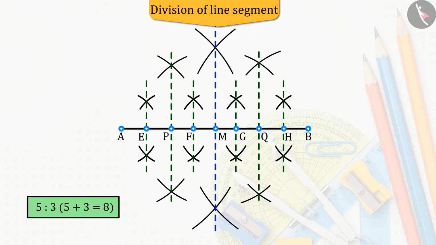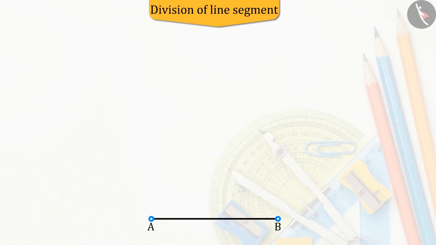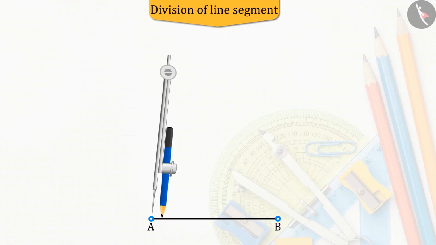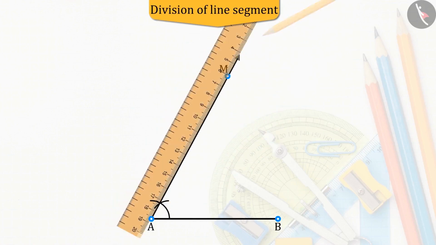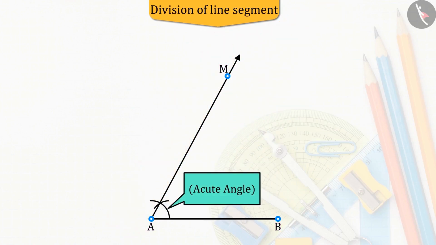We have another simple method of dividing a line segment in the given ratio. Let's see. For this, again the line AB will be considered. And on this line, draw an acute angle MAB. Now, the ray AM will be divided into 8 equal parts. Can you tell why the 8 parts are made here?